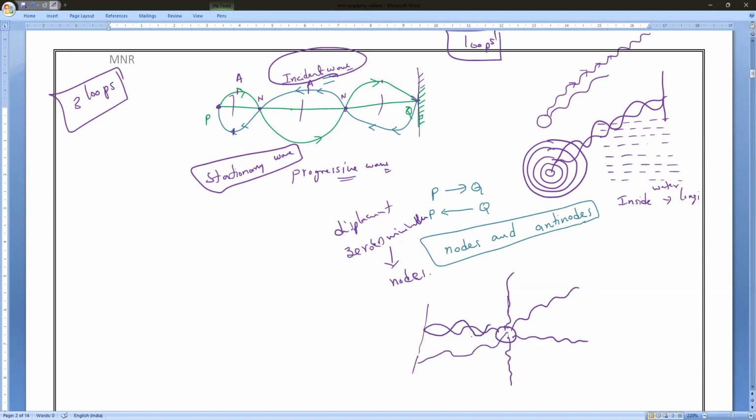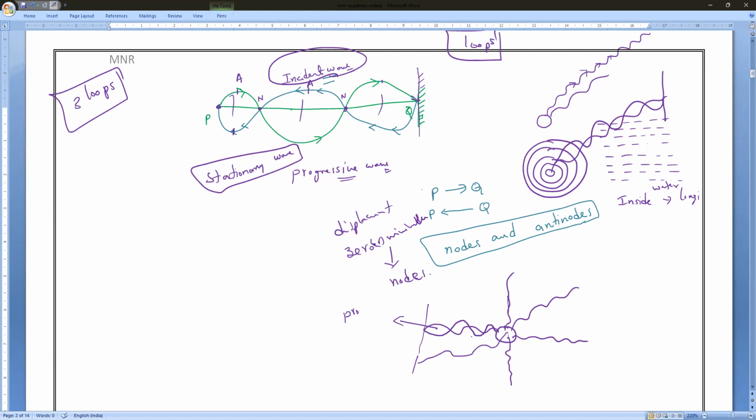Once it hits a hard surface, any kind of hard surface, the reflected wave will overlap the initial wave. What do we call that wave? A stationary wave, also called a standing wave. If it overlaps the incident waves, it forms two things: nodes and antinodes.